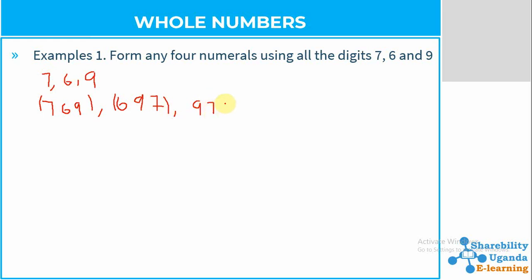and we have a 6. So you can now look at 6 and these as our digits. Now here we have been able to form the 3 numerals. So let's look at another one.